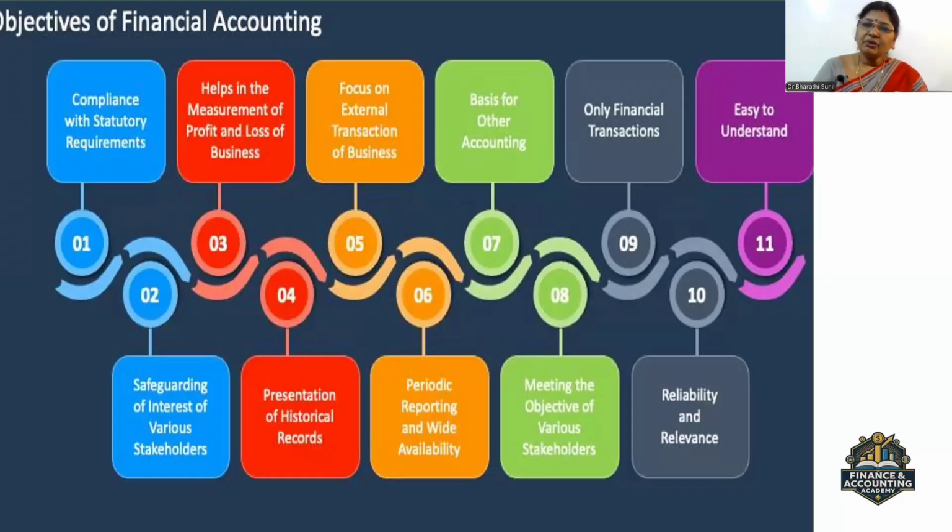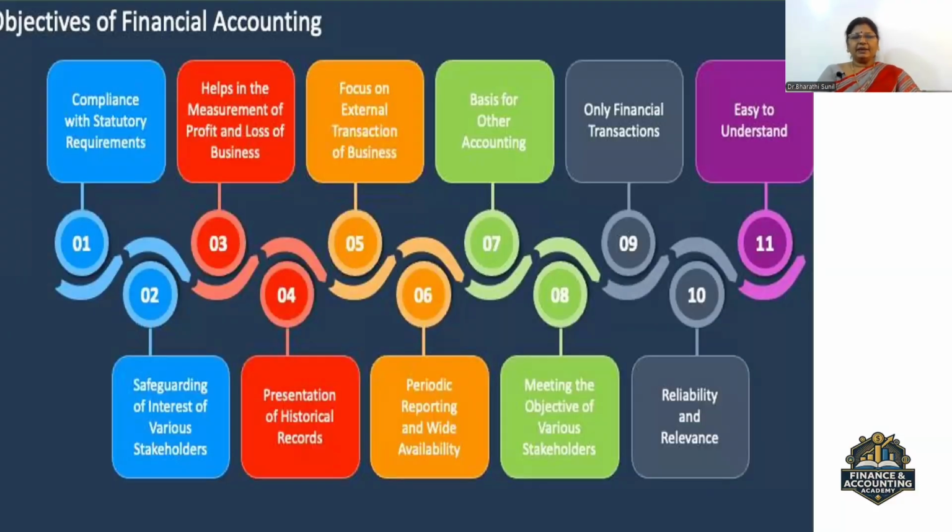Fifth one is focus on external transactions of business. An IT service company wants to know external transactions like client billing, vendor payments or tax obligations, excluding internal information regarding department transfers, etc. Sixth one, periodic reporting and wide availability. Infosys publishes its financial reports on its website for maintaining transparency of its business.